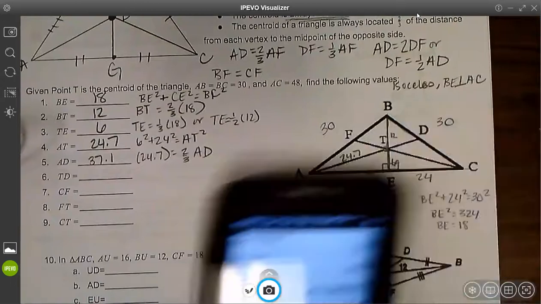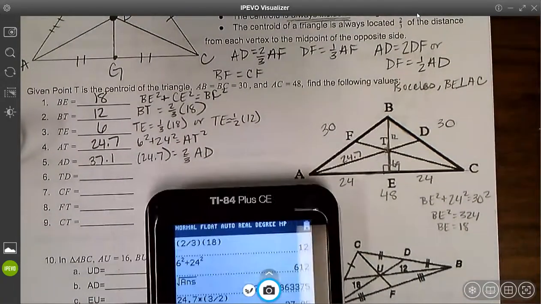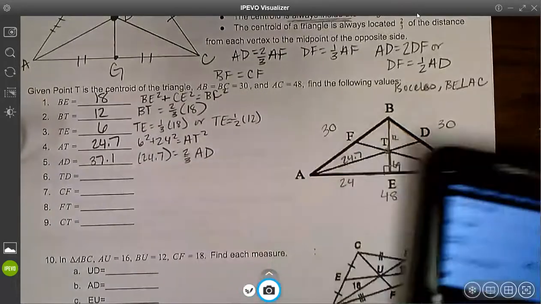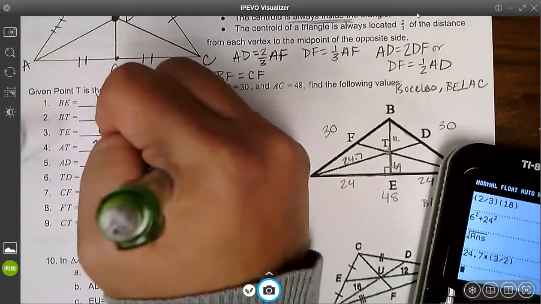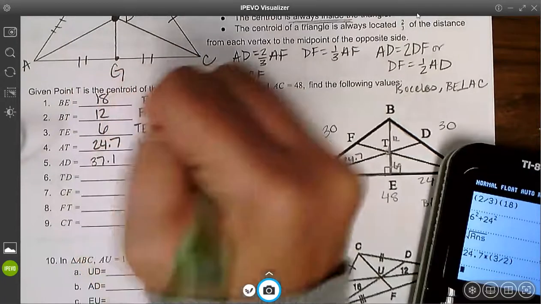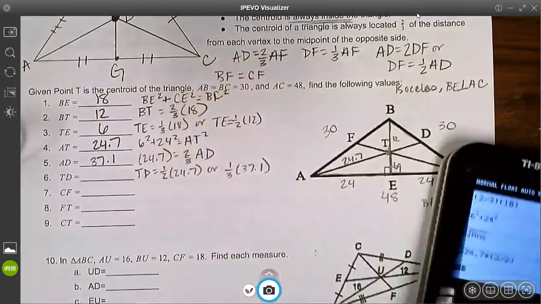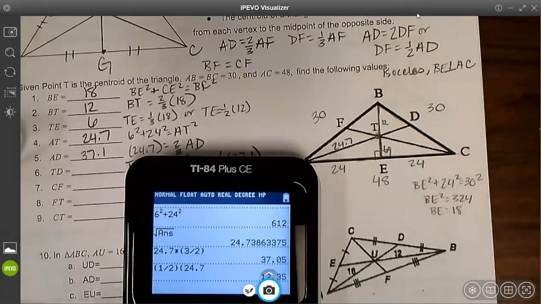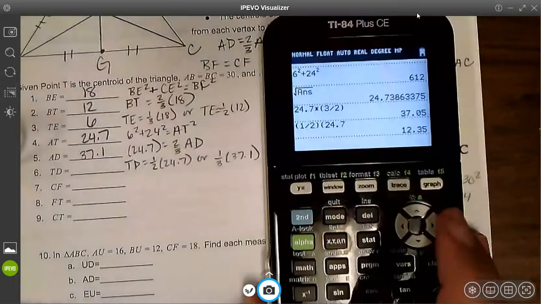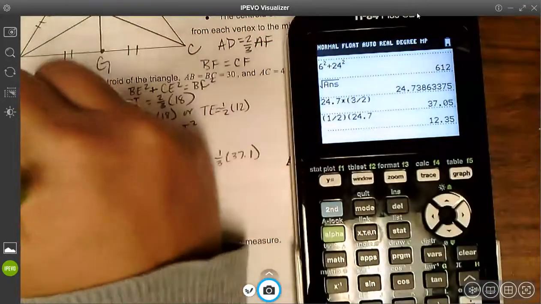So TD is half of AT or 1/3 of AD. Either way you want to do it. TD is half of 24.7, or it's 1/3 of 37.1. I'm going to do half of 24.7, and you get 12.4 roughly. We rounded that first one, so I'm going to round this one as well.